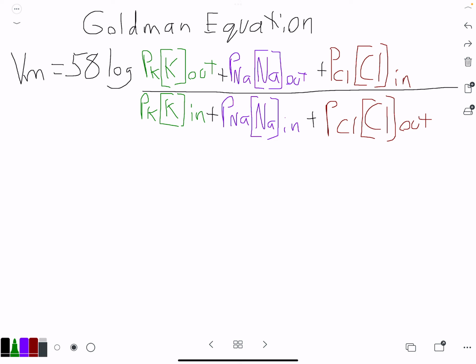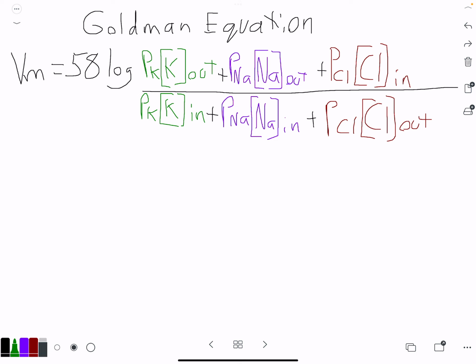And so 58 is our constant here. That's the constant when we're doing these experiments at room temperature. That constant goes up a little bit when you are doing something in vivo, inside of an organism at their body temperature. And so for mammals, that constant goes up from 58 to 61. And that's because chemical reactions tend to increase at higher temperatures.